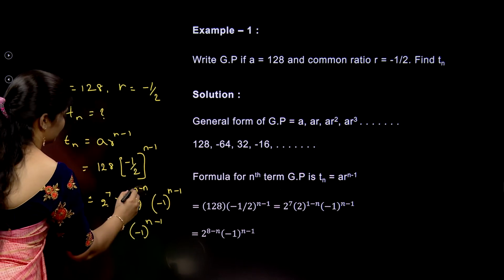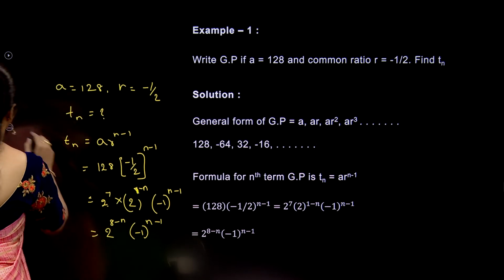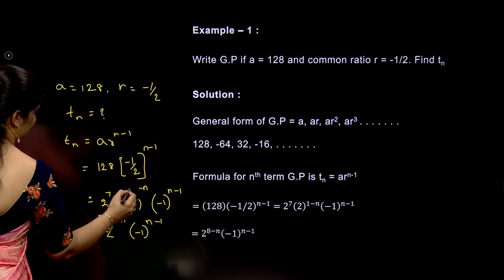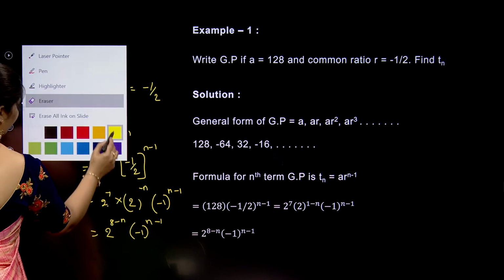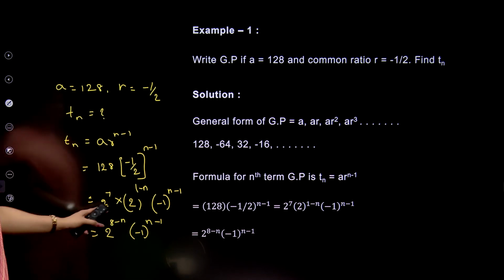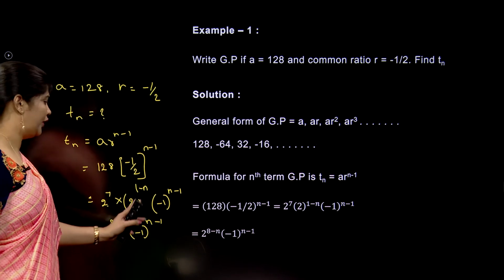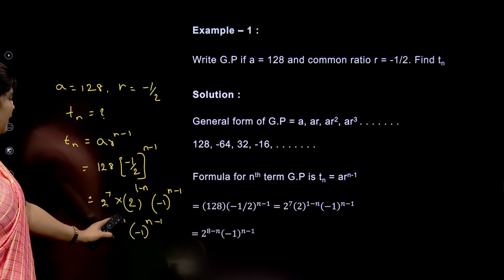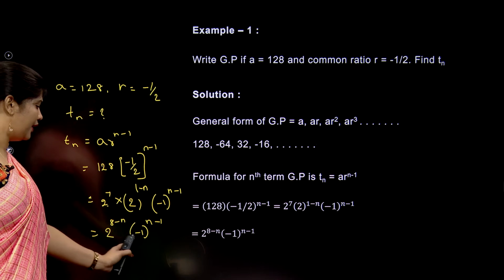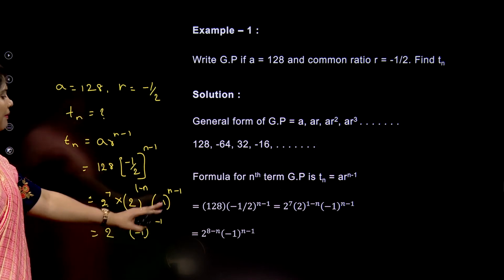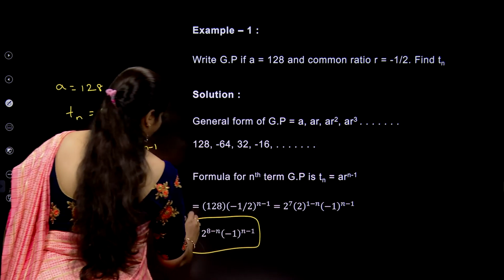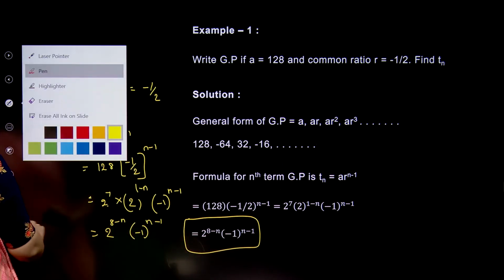This is 1, children, not 7. This is 1. 2 power 7 into 2 into 1 minus n. So the nth term is 2 power 8 minus n into minus 1 whole power n minus 1. This is the answer. Note down, children, fast.